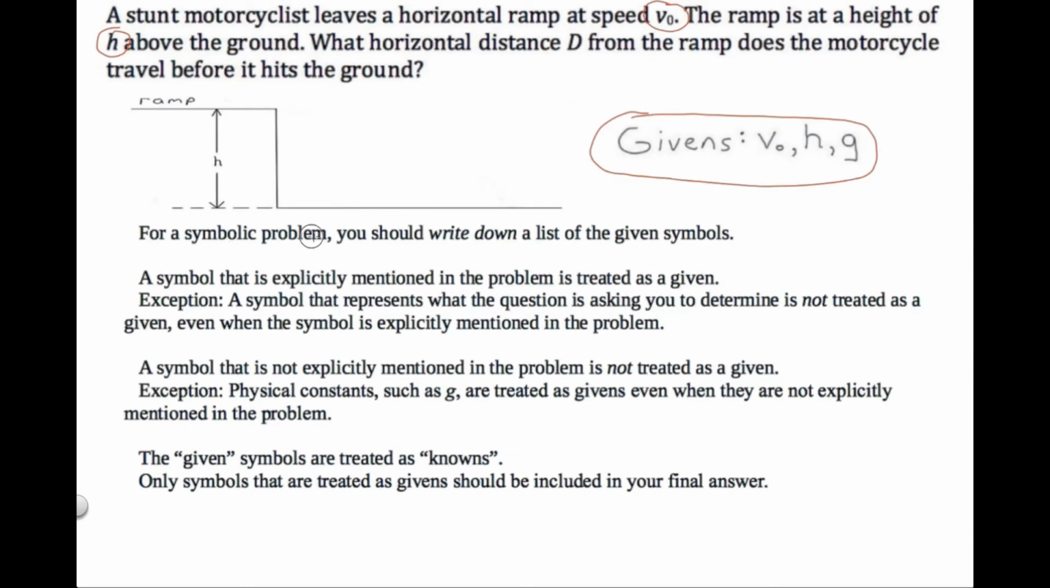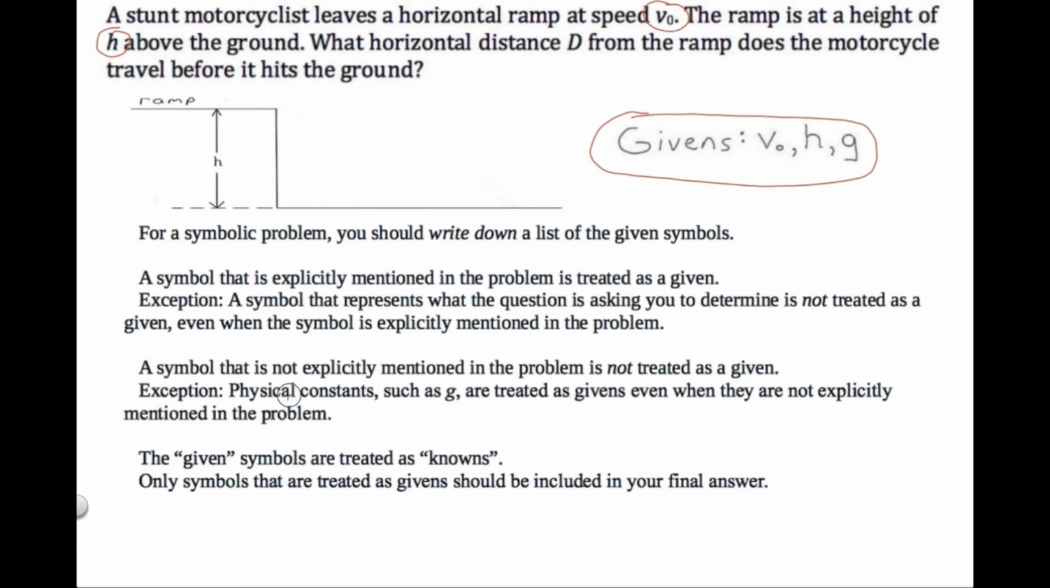For a symbolic problem, you should write down a list of the given symbols. Symbols that are explicitly mentioned in the problem, like v sub naught and h, are treated as givens. Exception: a symbol that represents what the question is asking you to determine, like capital D, is not treated as a given, even if the symbol is explicitly mentioned in the problem. A symbol that's not explicitly mentioned in the problem is not treated as a given.